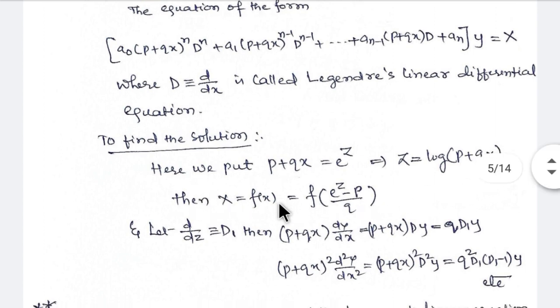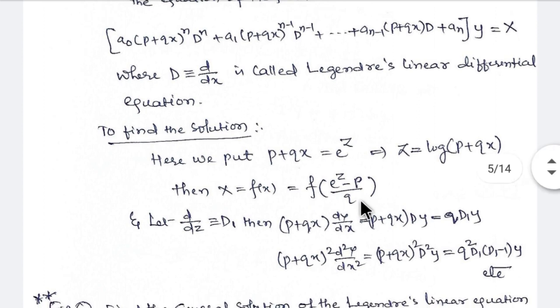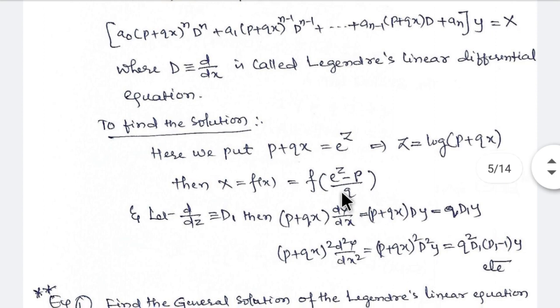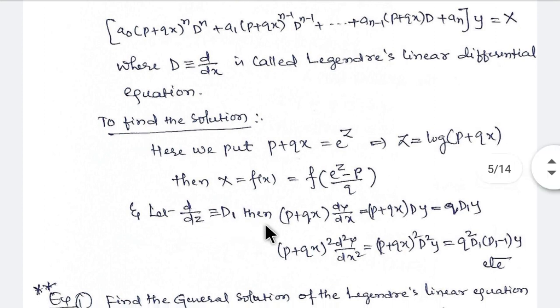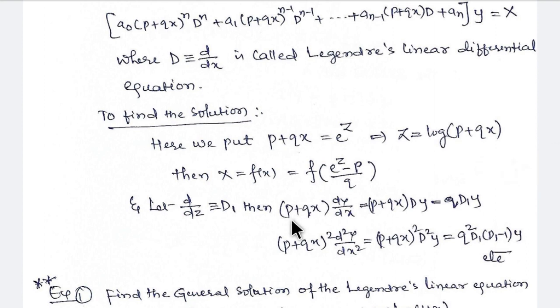Then capital X is a function of x. From this you get the value of x, that is x = (e^z - P)/Q. In the function X, x is replaced by (e^z - P)/Q. And let the d by dz operator be d1. Then I will directly write P + Qx by referring to the homogeneous linear equations above.